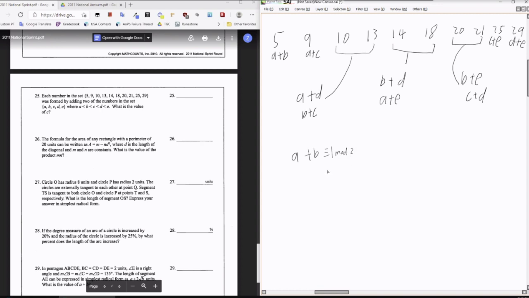I just put O to make everything quicker. That works. And then we know A plus C is also O. We know C plus E is O, and D plus E is also O.